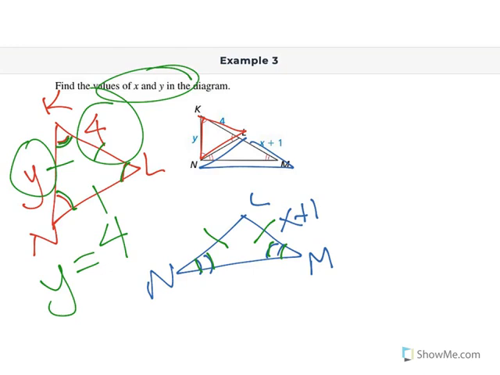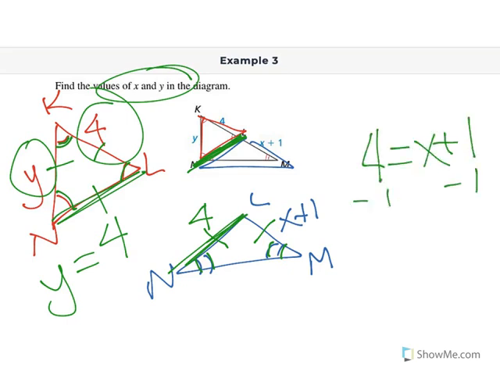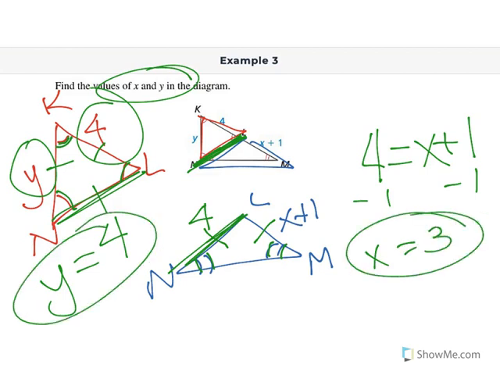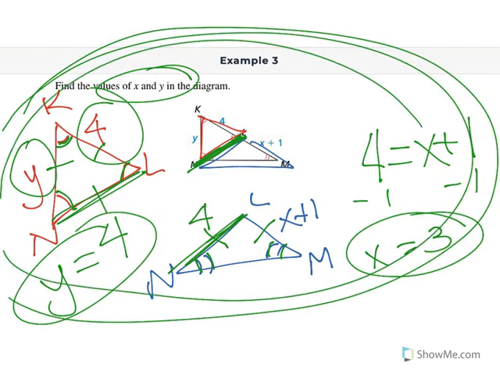Therefore, I think I missed something. Oh yeah, so we know that this side must be 4 because all of the sides over here are 4, right? And that side is this side and this side, right? So we know that 4 equals x plus 1, subtract the 1, and x equals 3. So there are your answers. Notice all of this work. I expect to see all of that work on your assignment.